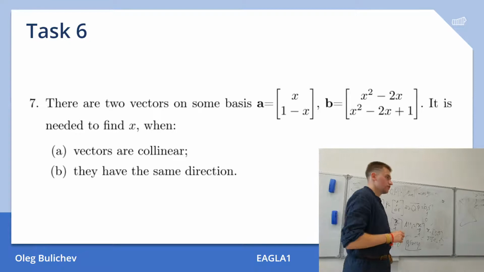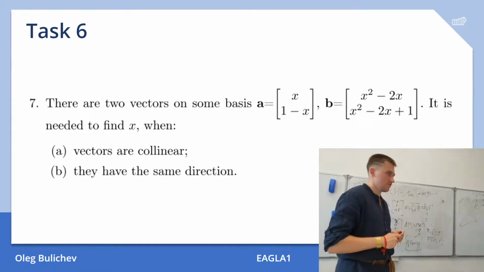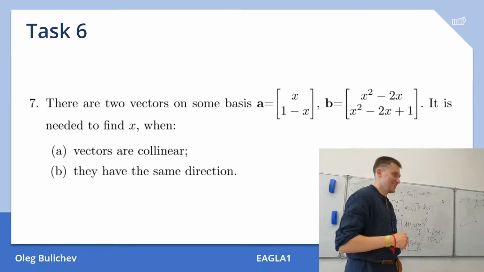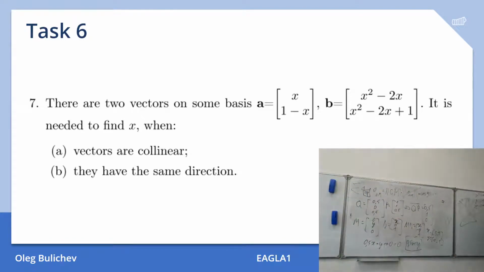What does it mean, collinear? Parallel. When two vectors lie on the same line. Should they be in the same direction or not? No. They could be the same or opposite. Okay. So what equation do we need to write for solving this task? Line equation.